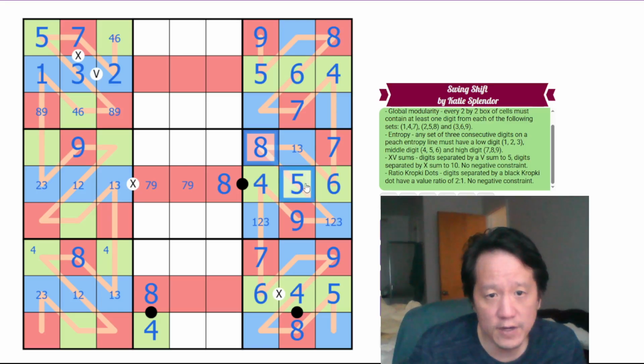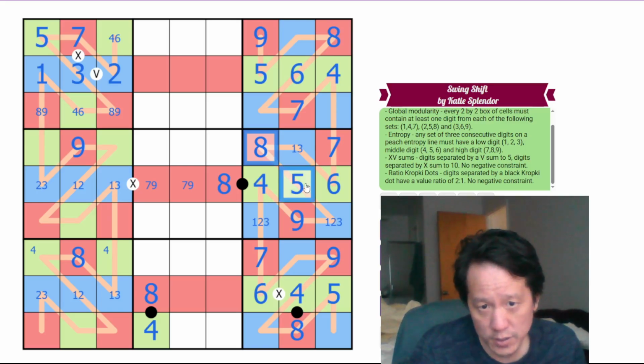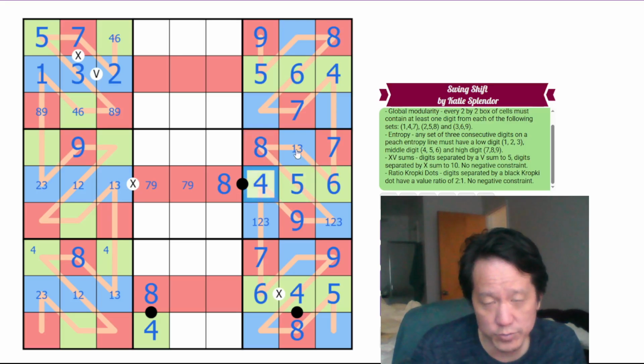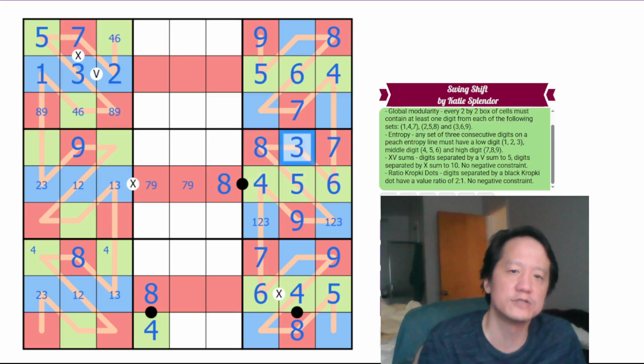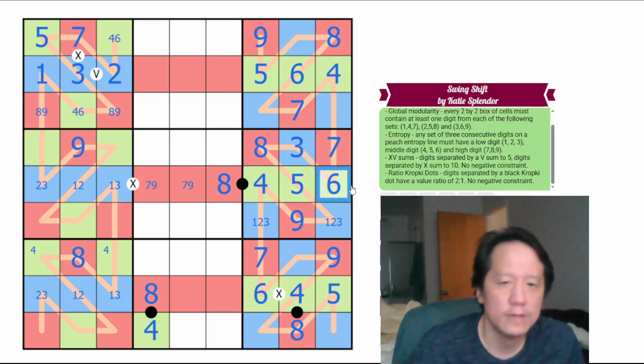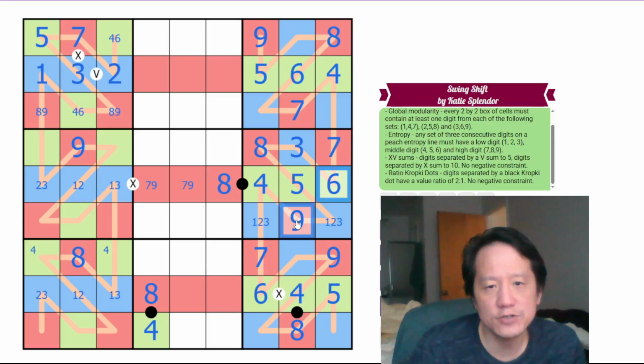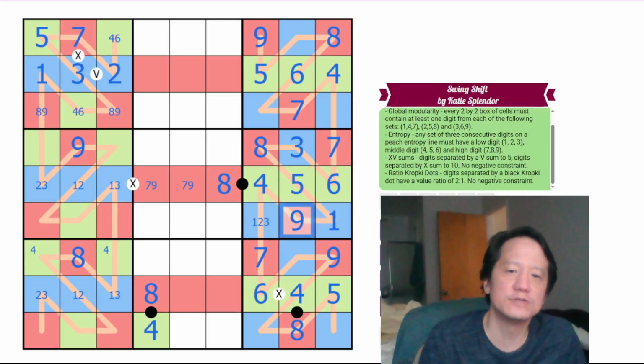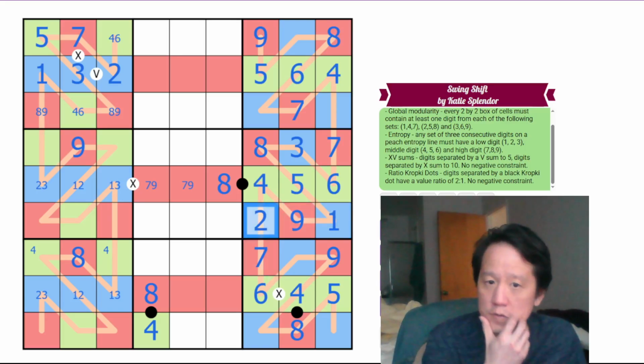Again, 8 and 5 are 2 modulo 3. This is 1 modulo 3. We need a 0 modulo 3 here, so this is 3. Both 6 and 9 are 0 modulo 3. This is 2 modulo 3. We need a 1 modulo 3, so this is 1. This is therefore 2.